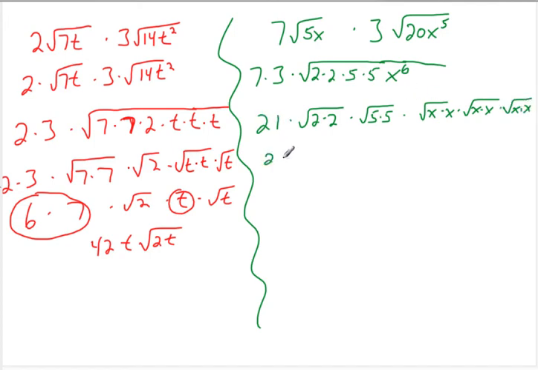So we have 21 times the square root of 2 times 2, which is 2. The square root of 5 times 5 is 5. And then we have times x times x times x. And then we have all this multiplied together. So 5 times 2 is 10 times 21, and then 3 x's. So you can see that up here it looked all complicated, a bunch of square roots and variables and stuff, and down here we see it's very simply 210x to the third power.